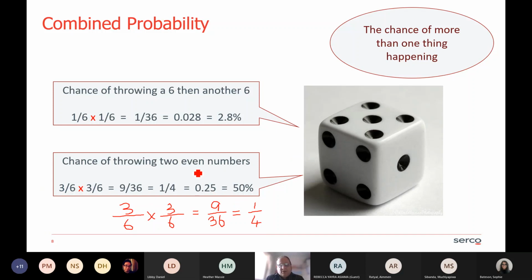So the chance of getting 2 even numbers is a quarter, which is also known as 0.25 or 25%. So again, all we've done is the chance of something happening divided by how many possibilities there are. And then for combined, we've multiplied the 2 numbers together.